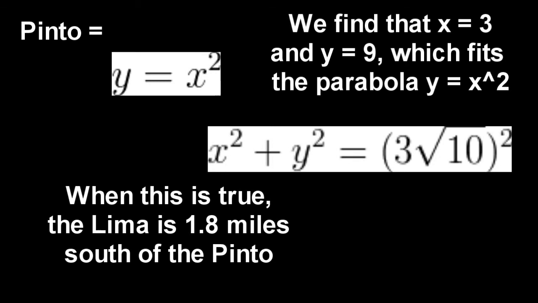In our problem, it states that the Pinto moves along the parabola y equals x squared from Port Minnie, and the Lima is always due south of the Pinto, and the Verde is always due west of the Pinto. When the Pinto is 3 square root of 10 miles from Port Minnie, the Lima is 1.8 miles due south of the Pinto.